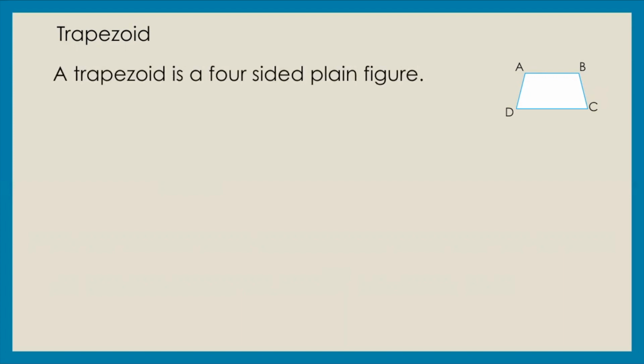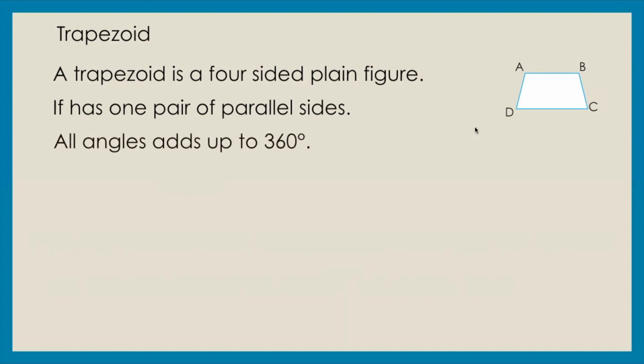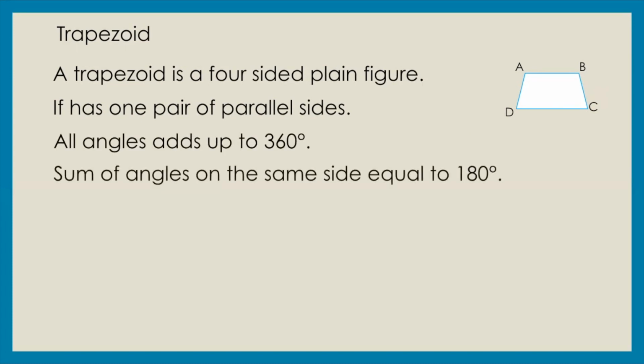Now let's look at the trapezoid. A trapezoid is a four-sided plane figure. It has one pair of parallel sides. If you look at the figure carefully, you will see AB and CD are parallel sides, whereas AD and BC are not parallel. If you add all the angles, again, you will get 360 degrees. Sum of the angles on the same side equal to 180 degrees. So if you add angle D and C, that will be 180. Again, if you add angle A and angle B, that will also give you 180 degrees.